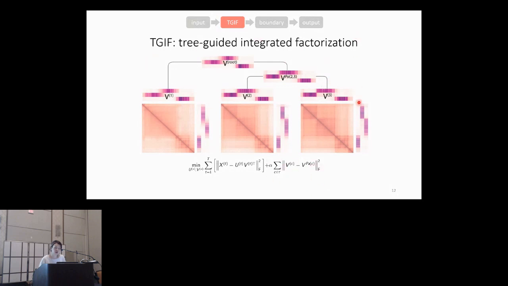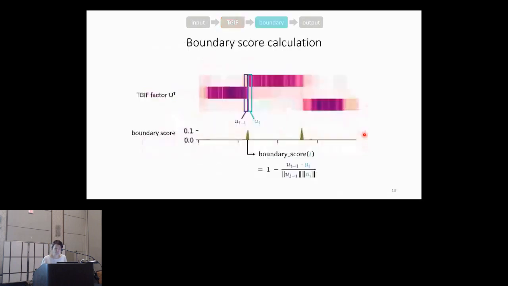This tree structure is specified by the user to encode the task relationship. It allows us to handle data sets with arbitrary relatedness and to flexibly capture any task heterogeneity. And to learn these factors that optimize this objective, we use a type of block coordinate descent algorithm with a guarantee to a local minimum.